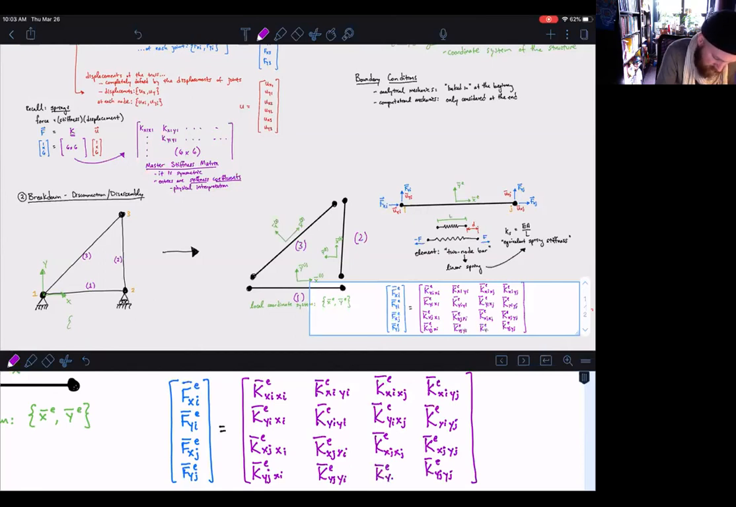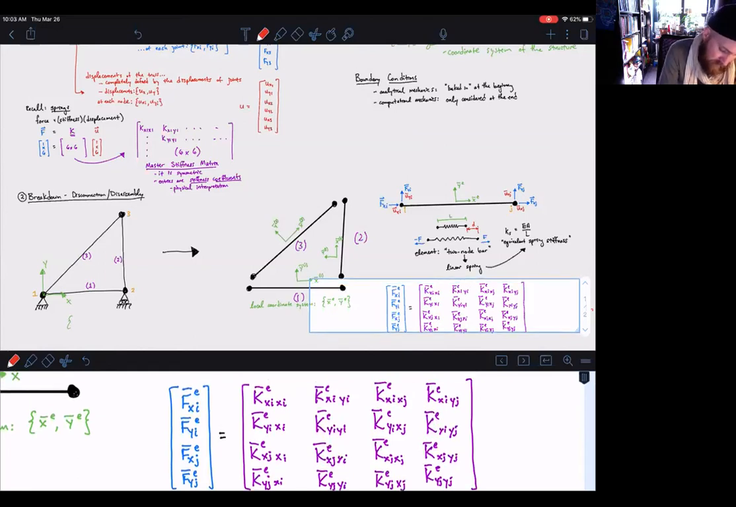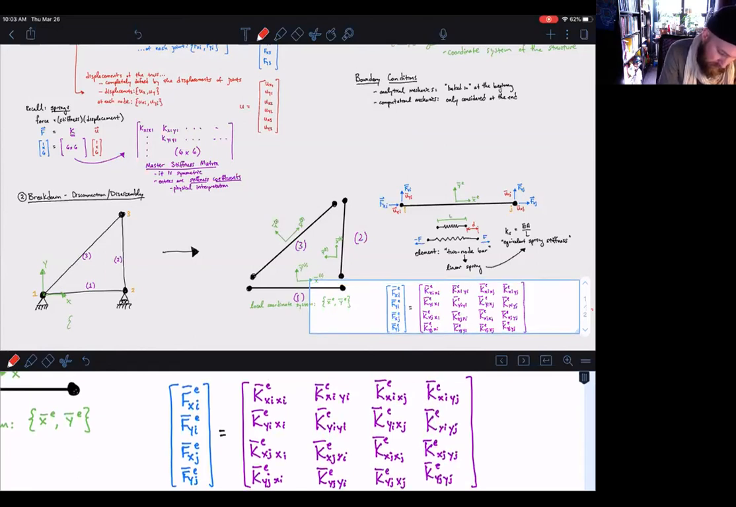Hey, Professor. Yes. So this matrix is symmetric, right? So the yi xj is the same as the xi yj. Yes, it's symmetric. Yep. Okay. I probably should have saved myself some time by writing it out that way.